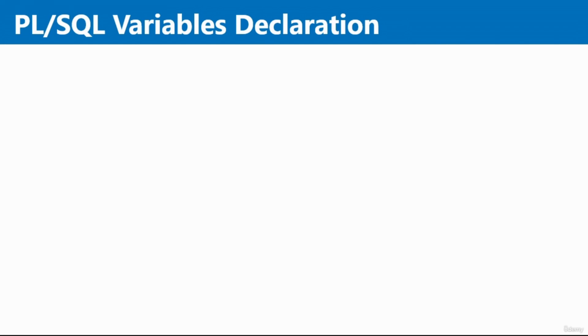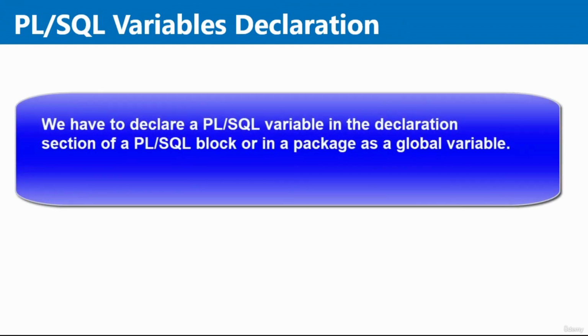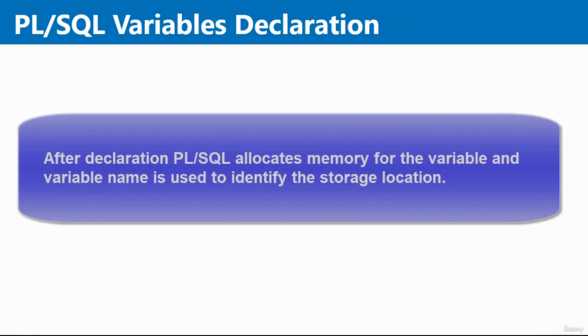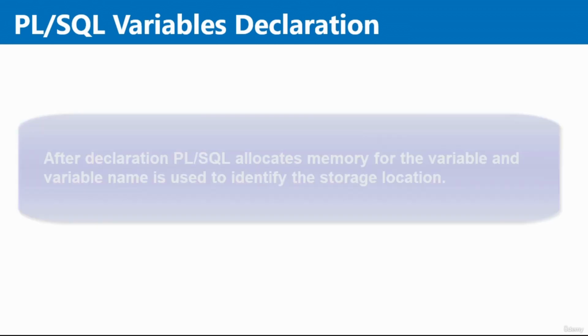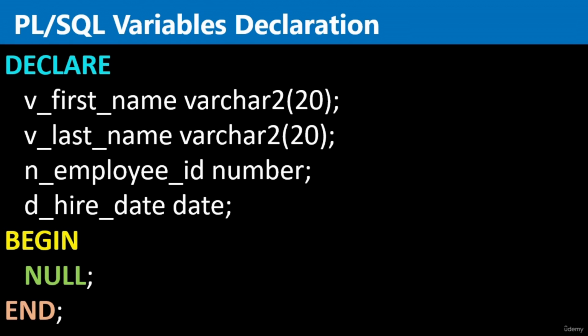We have to declare variables inside the declaration section in a PL/SQL block or in a package as a global variable. After the declaration of the variables, PL/SQL allocates memory for the variable, and the variable name is used to identify the storage location. Here are some example variables I have declared inside the declaration section of a PL/SQL block.